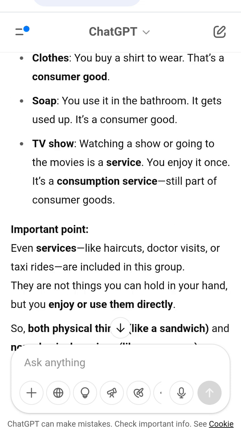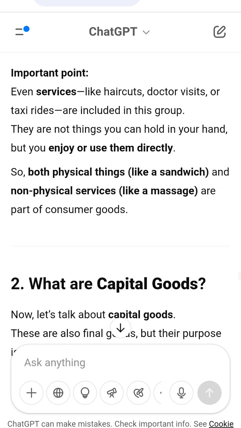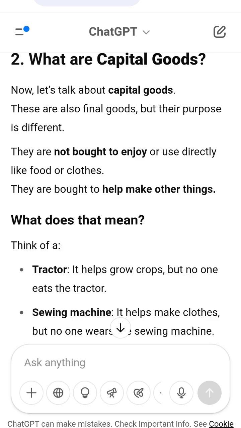What happens to capital goods over time? They don't last forever. Over time, a tractor gets old and may break down. A computer slows down and needs replacing. A factory machine may stop working well.